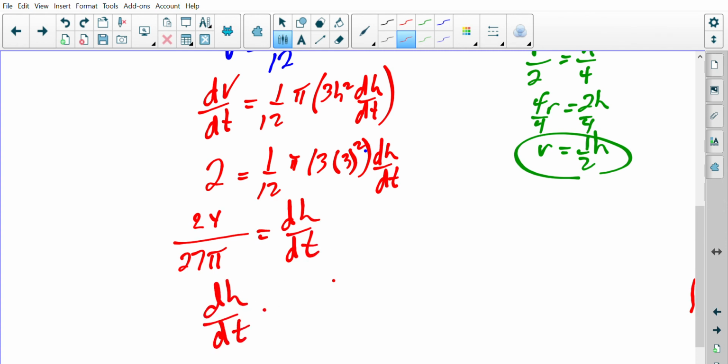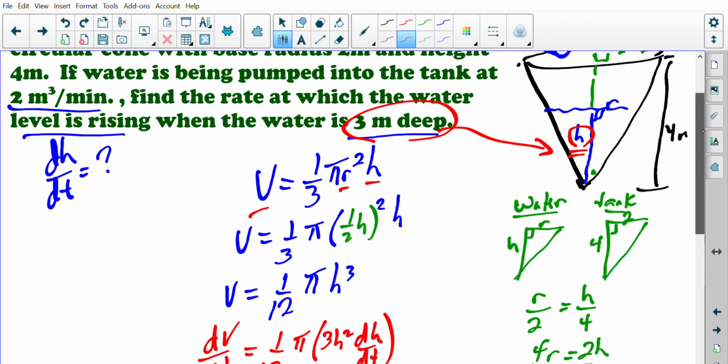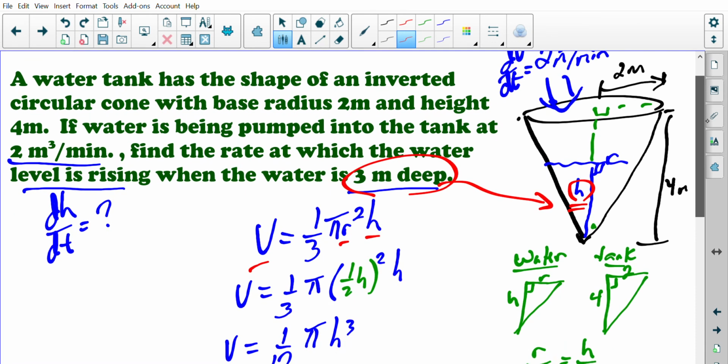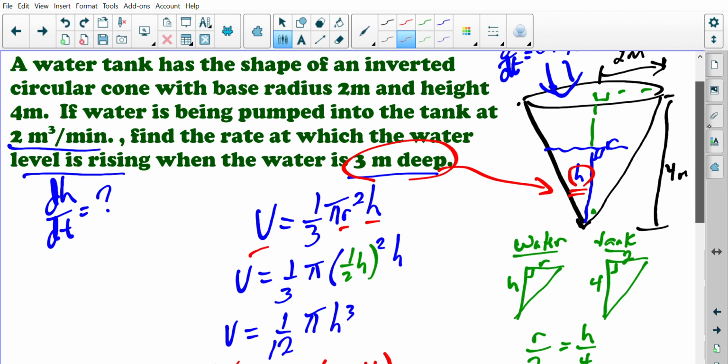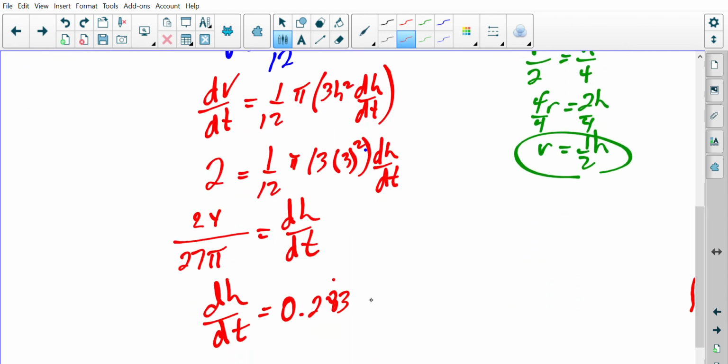Throw that in a calculator. We'll get the right units on it at the end. 24 divided by, again, make sure you use brackets, so it'd be 27 then times pi as my denominator. .283. And let's see my units here, I gotta look things over. Cubic meters per minute. So the height of the water, I'd measure it in linear meters. So I'm gonna be in meters per minute.